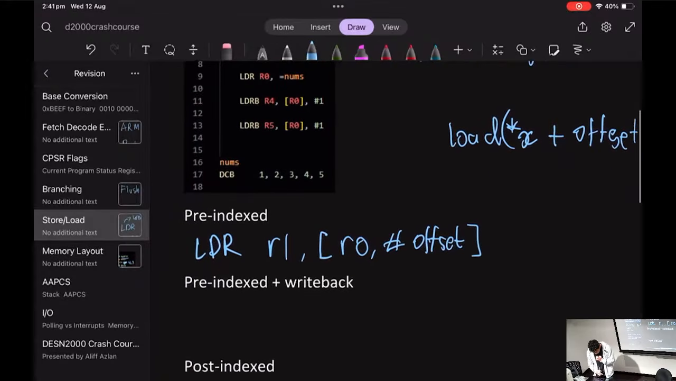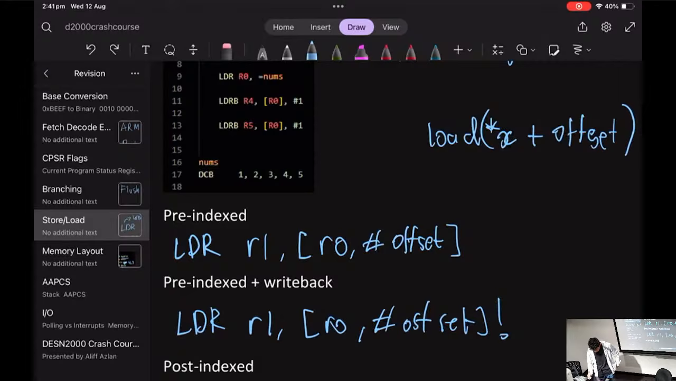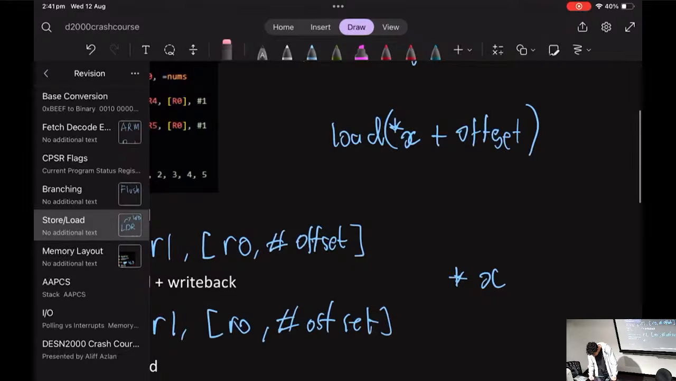Now, pre-index with the write back, what this means is it will put the result back into the original address register. So the way we do that is by writing an exclamation mark. This exclamation mark means put the result back into the register. So what does that mean? It means something like this. Going back to our pointer example, if we're at x, we would do something like x plus equals offset, and then we would load x.